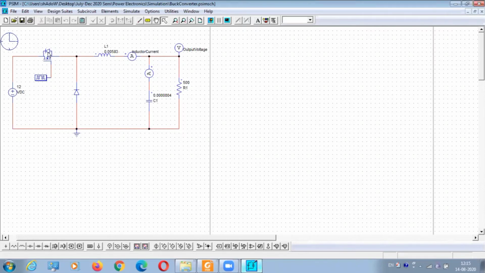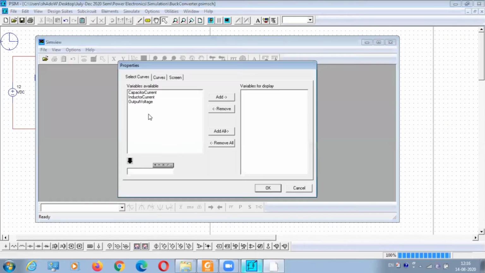So, a 12-volt supply, I have taken a MOSFET over here. I have given a gate pulse, then a diode over here, then an inductor, then a capacitor, then this resistor. So I have a 12-volt source over here. I'll see the output voltage first for your understanding.